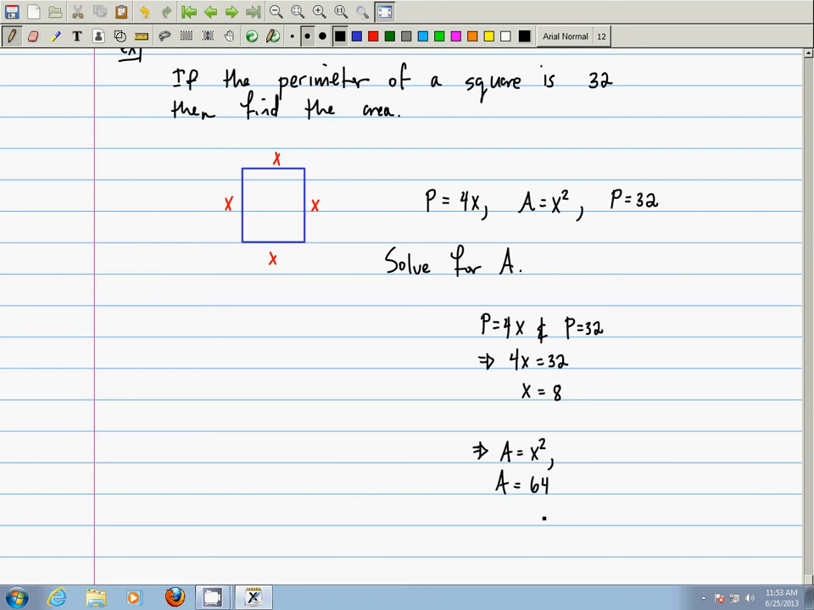Okay, so this procedure of finding, we've got multiple variables going on. We've got P, we've got A, we've got x. We find the one and substitute it into the other and keep doing this kind of thing. Generally, this is called substitution, and that's what the next section is about.